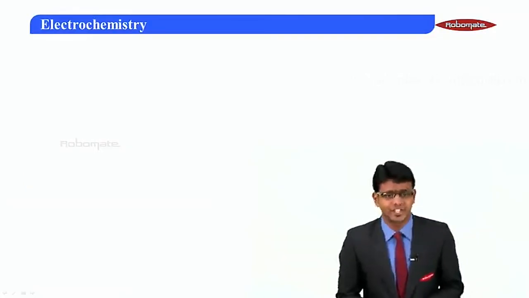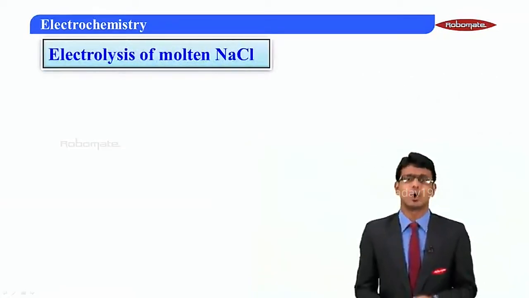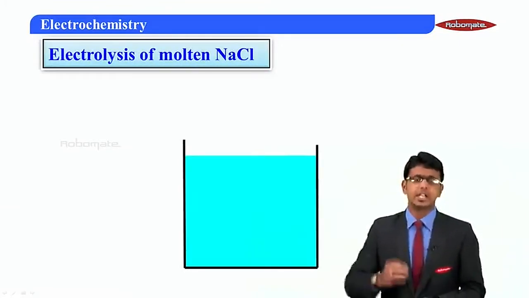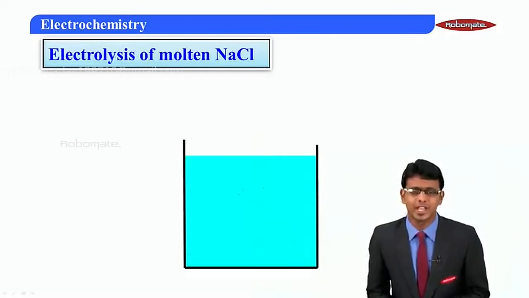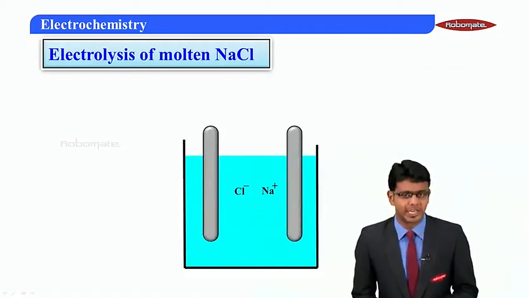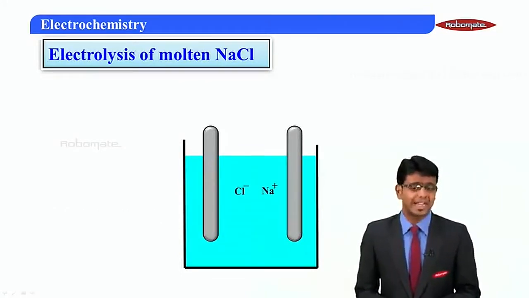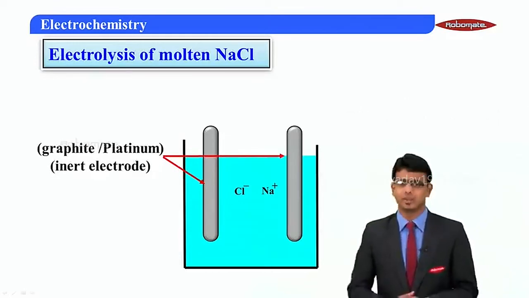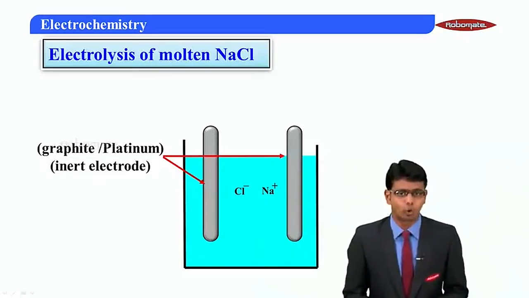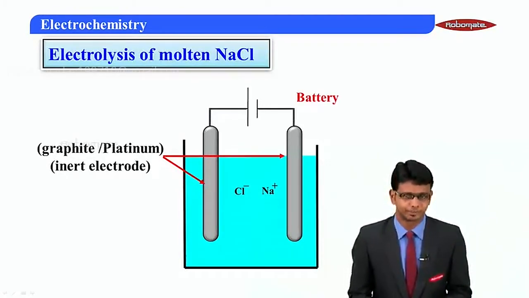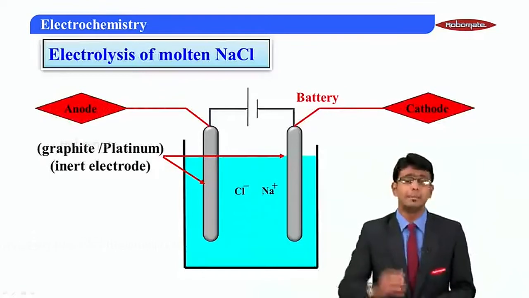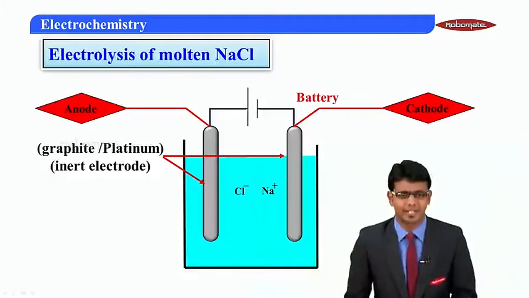So let us start the discussion with the electrolysis of molten NaCl. Here we take an electrolytic cell containing molten NaCl dissociated into Na plus and Cl minus ions. There are two electrodes dipped within this electrolyte. These two electrodes could either be graphite electrodes or platinum electrodes, which are inert electrodes. These two electrodes are connected through a battery. So basically we have a negative electrode and a positive electrode, namely cathode and anode respectively.